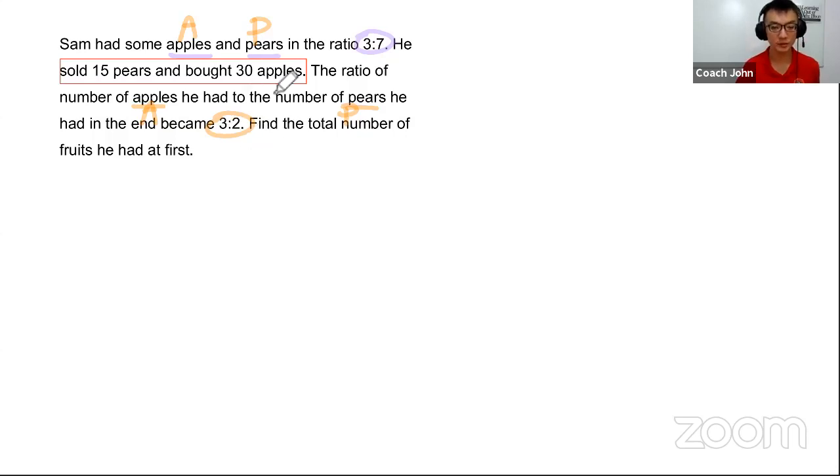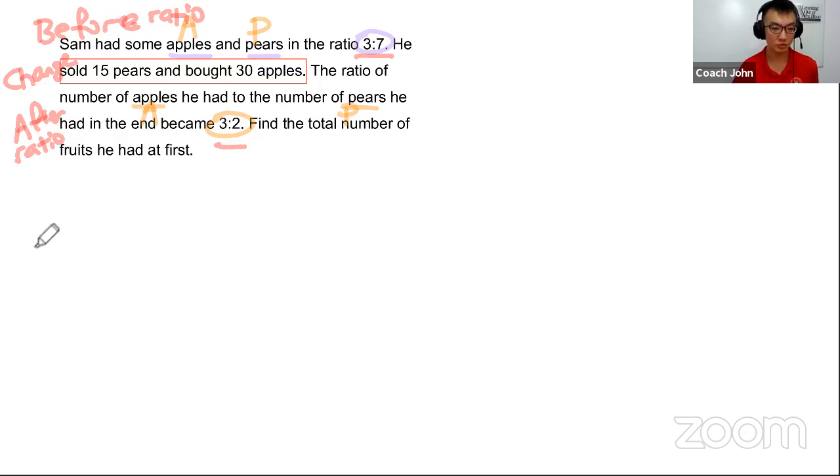Let me be a bit more detailed. In this case, this is the before. Then we also have the change. This is the change, and this is the after ratio. Let me be even more detailed: before ratio, change, and after ratio. Every time you see such a pattern, the question is always units and parts.